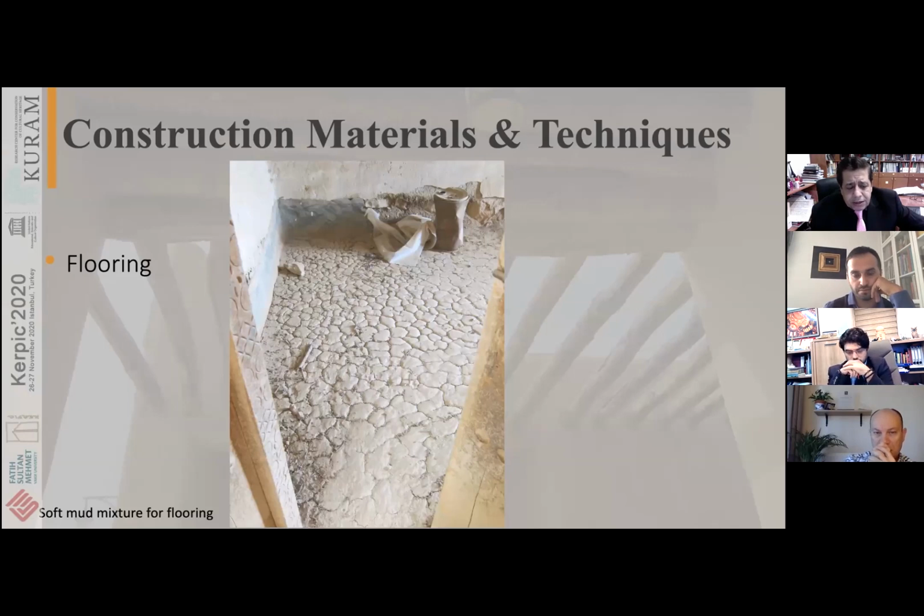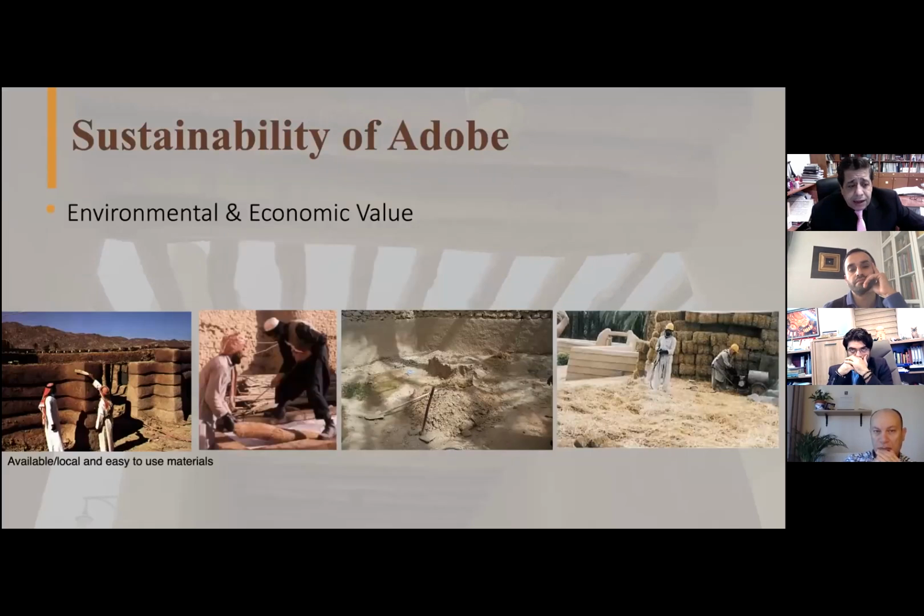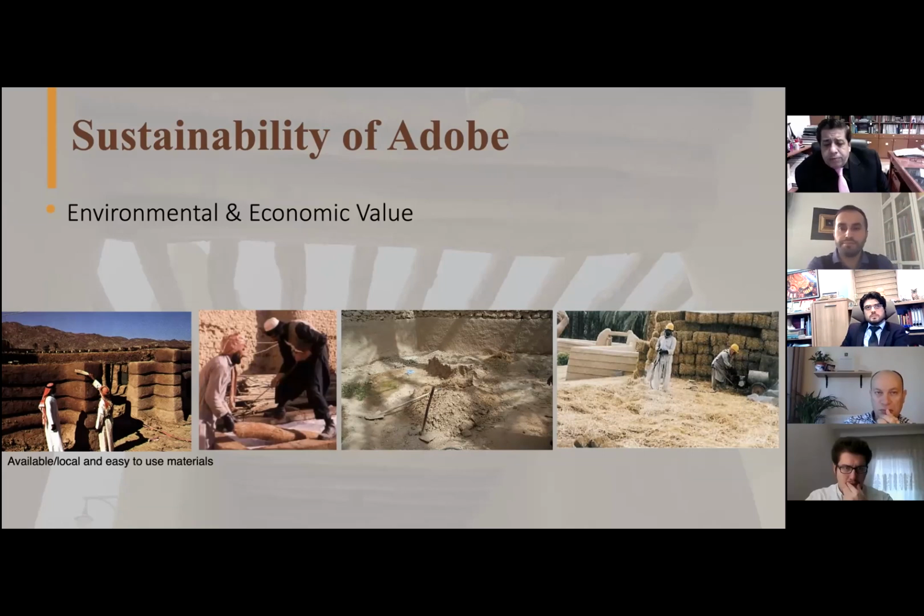For flooring, a soft mud mixture is used, as we see here. Very simple, very organic. As far as the sustainability of adobe, this sustainability exists everywhere. It's not only in Najd. Mud or sand is available on the site. It's local and easy to use. You don't have to pay money to bring it. People just get it from the site, and it's easy to use and does not require sophisticated skill.